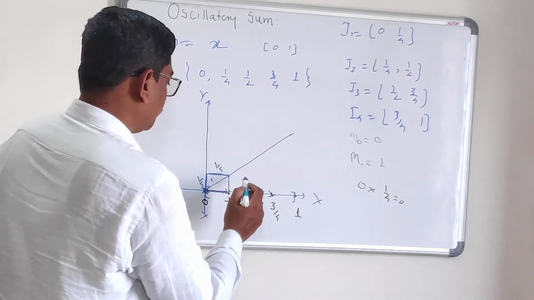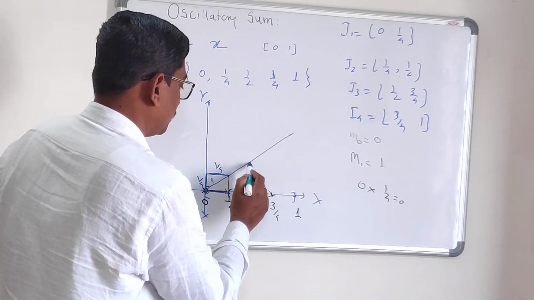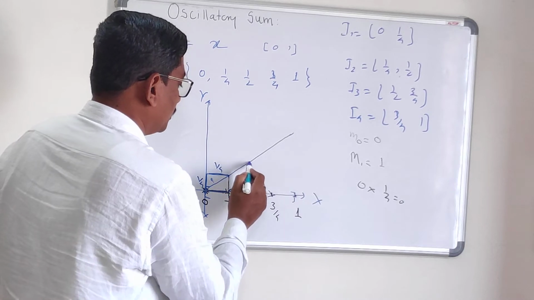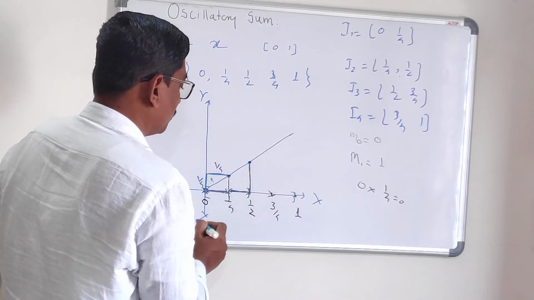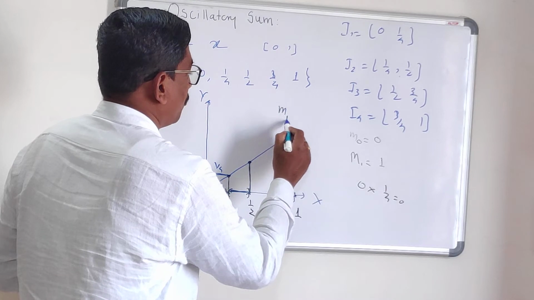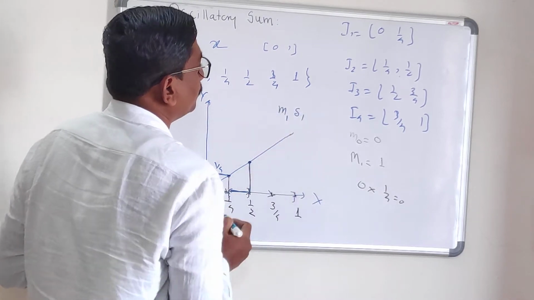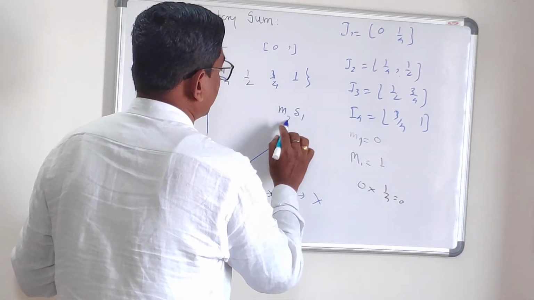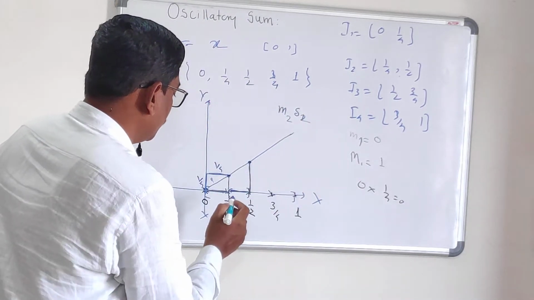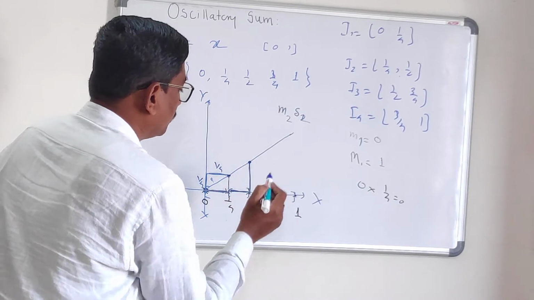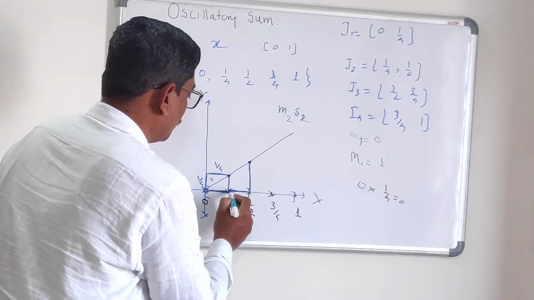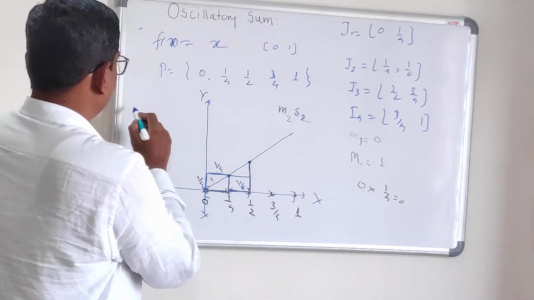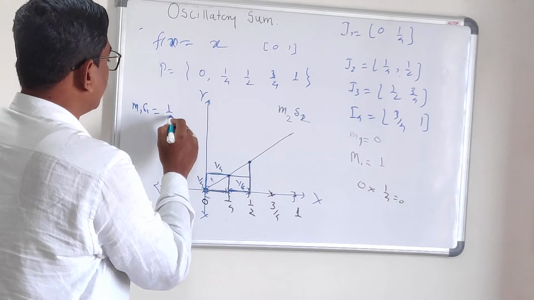Similarly, if I consider this interval, on this region this is the highest value of the function and this is the lowest value of the function. So I should start with m1 delta 1, and then m2 delta 2. The small m2 is this value 1/4, so this is the 1/16 value. So your m2 delta 2 becomes 1/16.